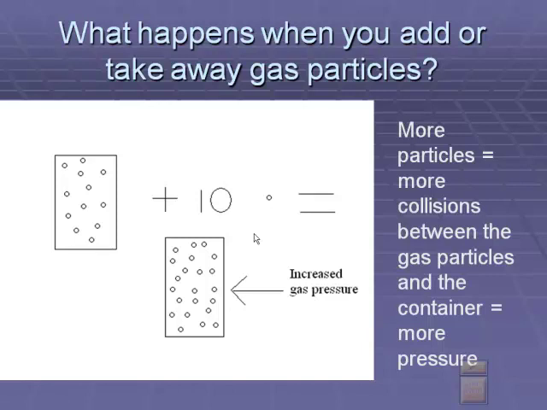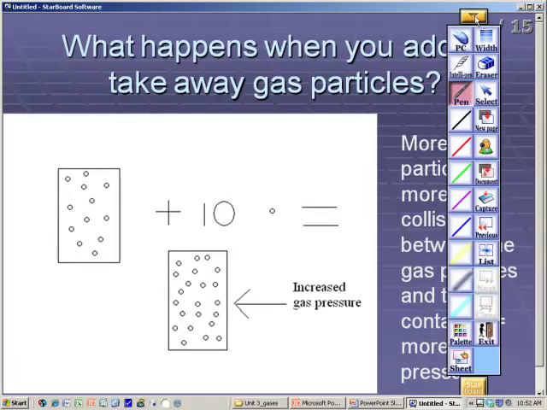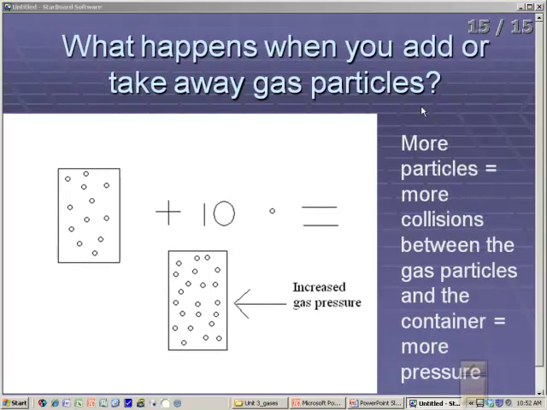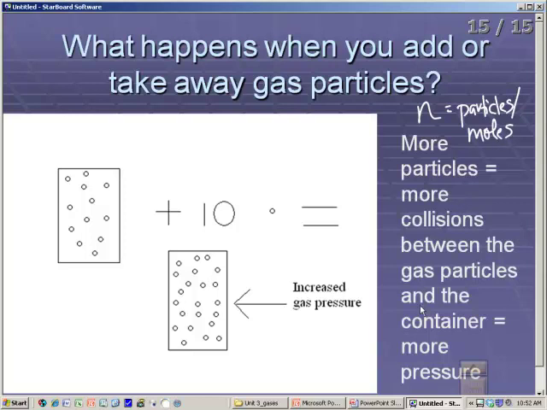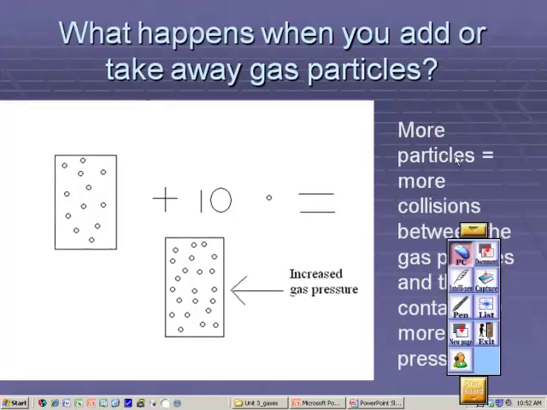It says, what happens when you add or take away gas particles? So what I'm talking about is changing the variable N. Okay, N represented moles, but N can also represent the number of particles, right? Particles or moles. So it says more particles equals more collisions with the gas particles and the container, which in the end results in more pressure. So that's a review.